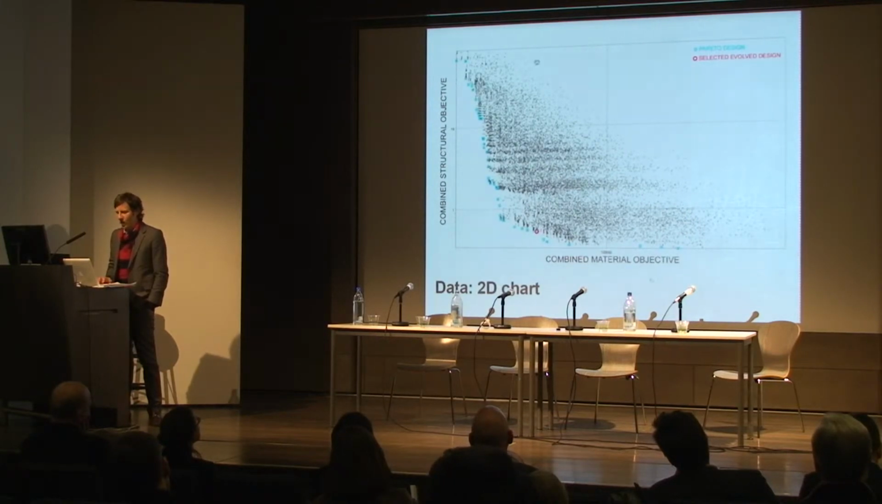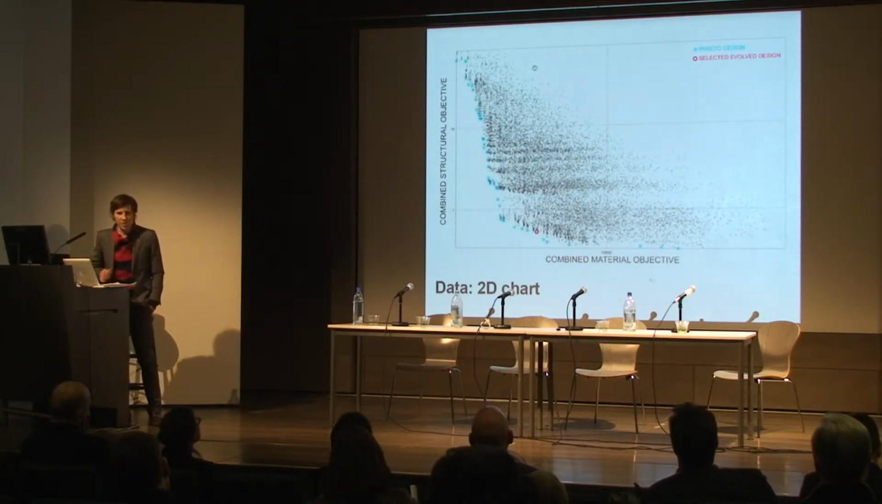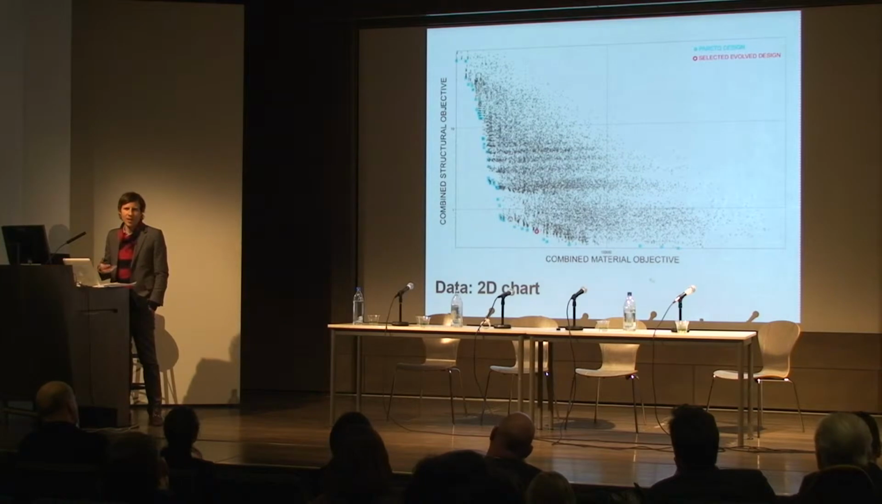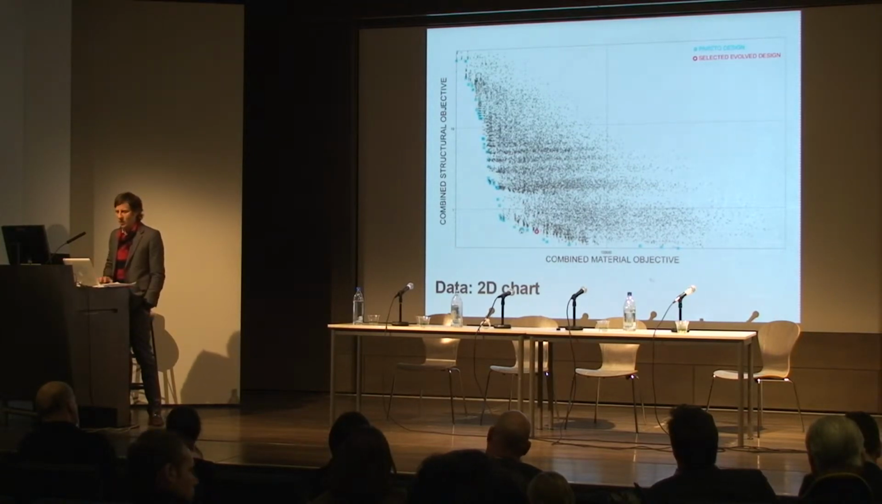This is an example where each black dot represents a design permutation. There are over 25,000 design permutations generated automatically by the computer. And then you can ask the computer to solve for the set of best designs according to the design criteria, which in this case were to minimize the amount of structural problems and also minimize the amount of material.